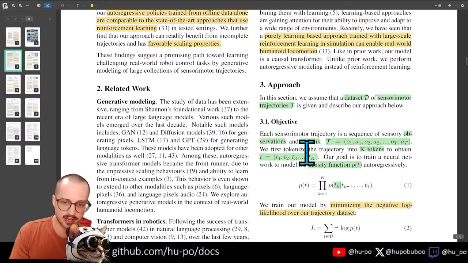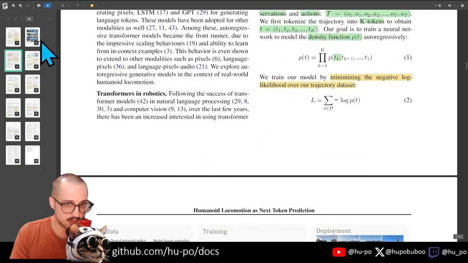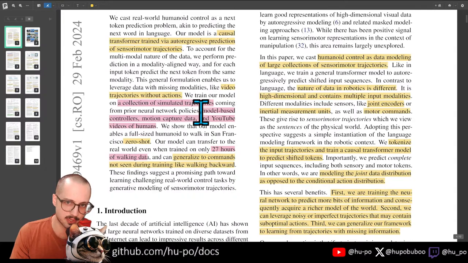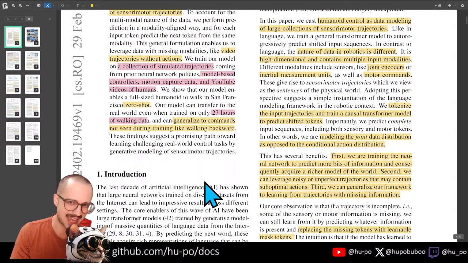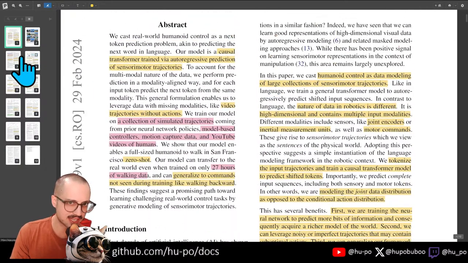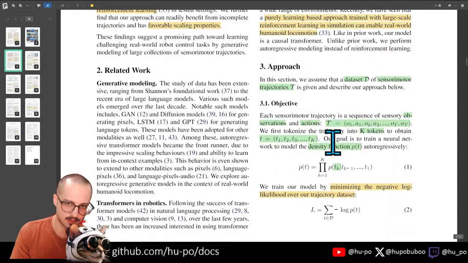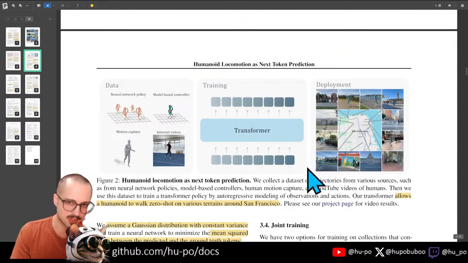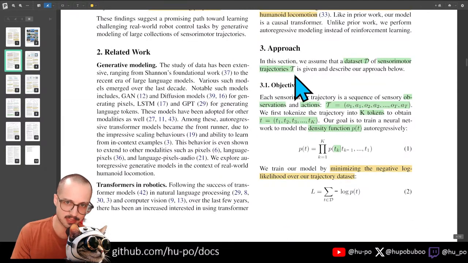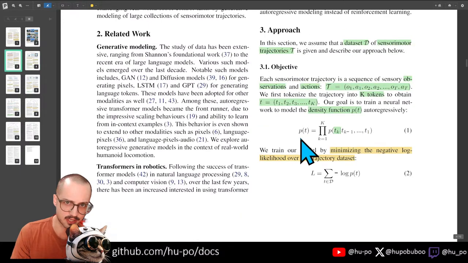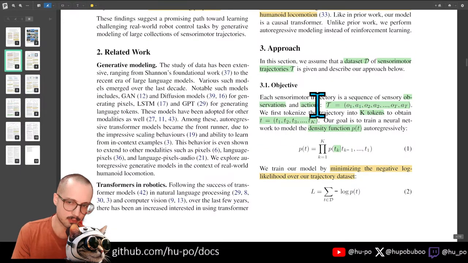Okay, so let's go into the approach. This is a paper that comes out of Berkeley, so this is an academic paper. Sometimes in academic papers, they explain things a little bit too simply, but I do like this explanation that they have here. So we're going to go through it, even if it's a little bit verbose.